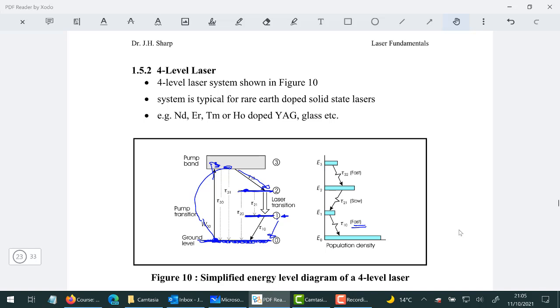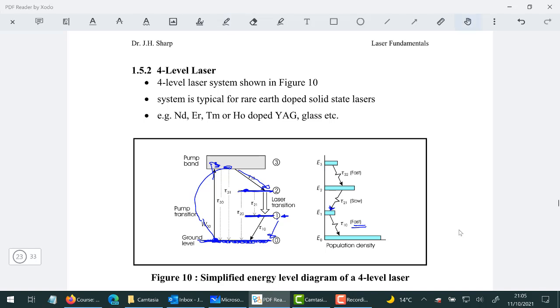So again, if we think about the dynamics of this process, we want to go up into level 3, we want that to happen quickly, we want to fall down into level 2 so that things accumulate in level 2. We then want them to give us a laser transition down into level 1, and then we do not want them hanging around in level 1. We need them to go down into level 0 as quickly as possible. The various dotted lines here show you the possible transitions.